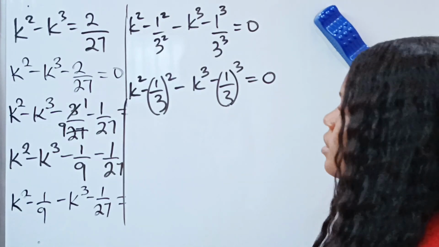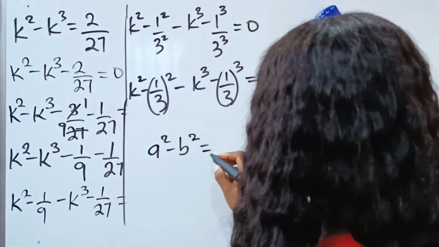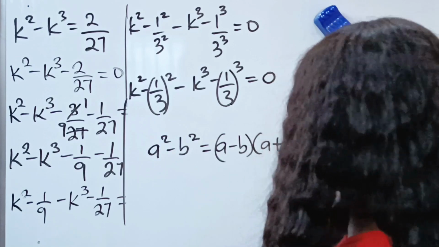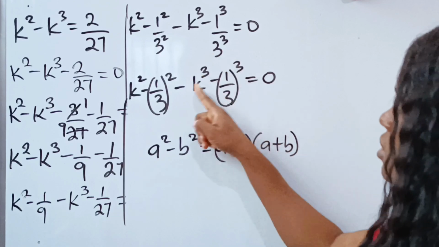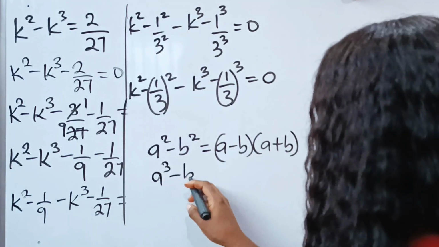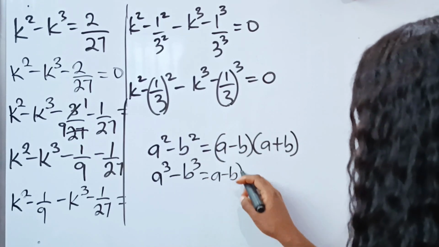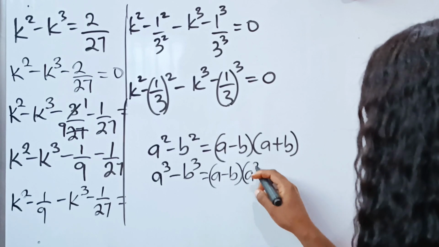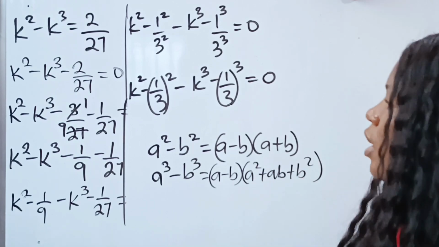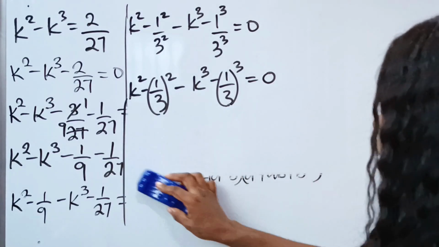Okay, now there is this identity in algebra that states that a squared minus b squared is equal to a minus b multiplied by a plus b. Okay, and this one cube, that is a to the power of 3 minus b to the power of 3, just like we have here, is equal to a minus b multiplied by a squared plus ab plus b squared. Okay, so we are going to express this and this in this form. All right, now let's go ahead and do that.